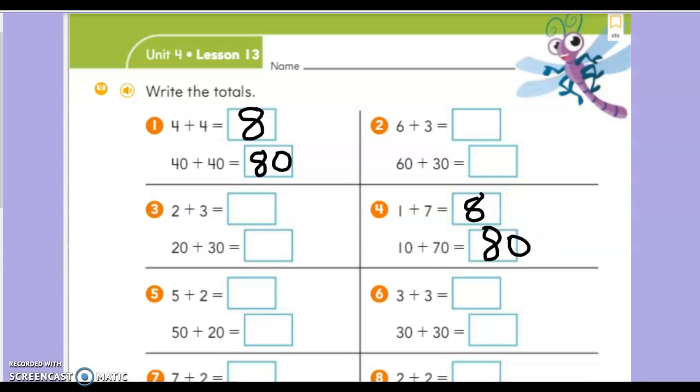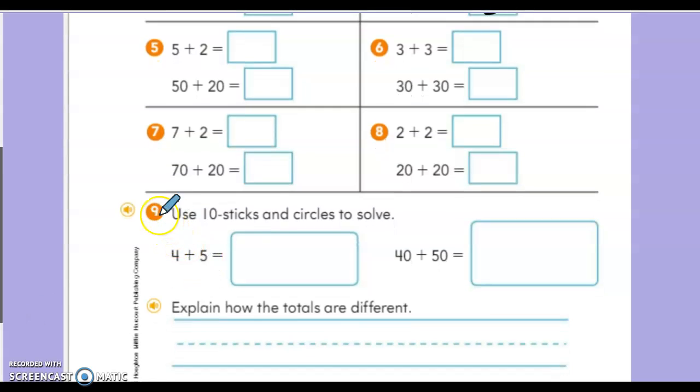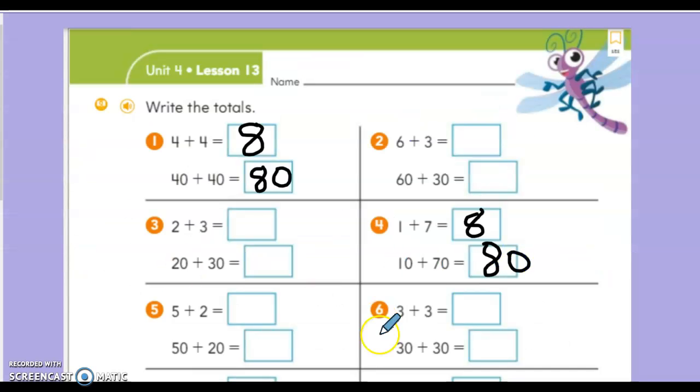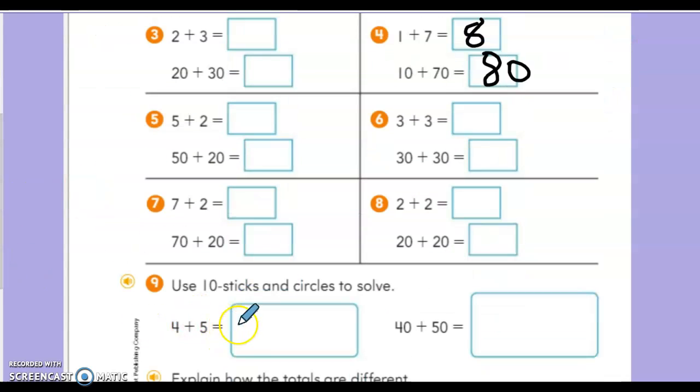80. Good. Okay, complete the rest of those on your own. Down here on number 9, we are going to use 10 sticks and circles to solve. So that's kind of like the same thing we were practicing here, but now we're just going to be doing it in our workbook. So let's show 4 plus 5.